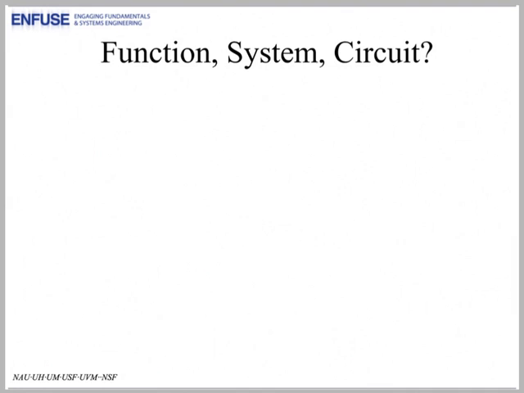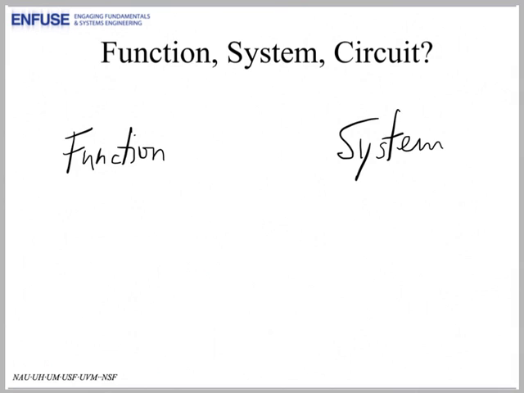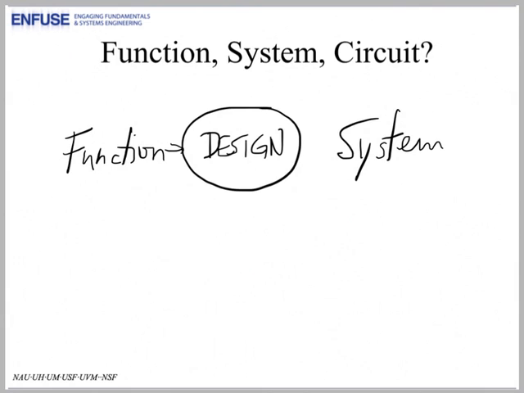How do we approach engineering a system? Well, we start out with a needed function that needs to be performed. And ultimately, what we end up with is a system to perform that function. And in between then is the role of design. So we can think of design as this very important process that maps a desired function to a system that accomplishes that function.